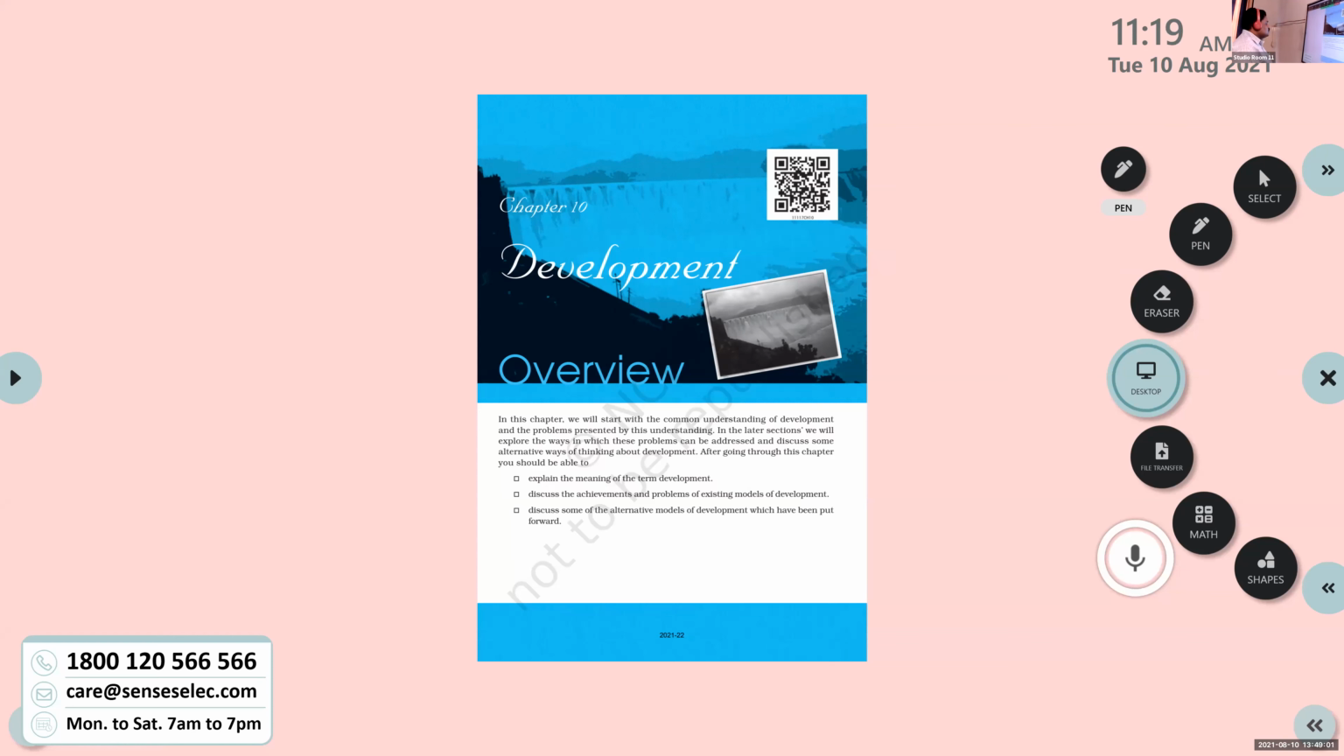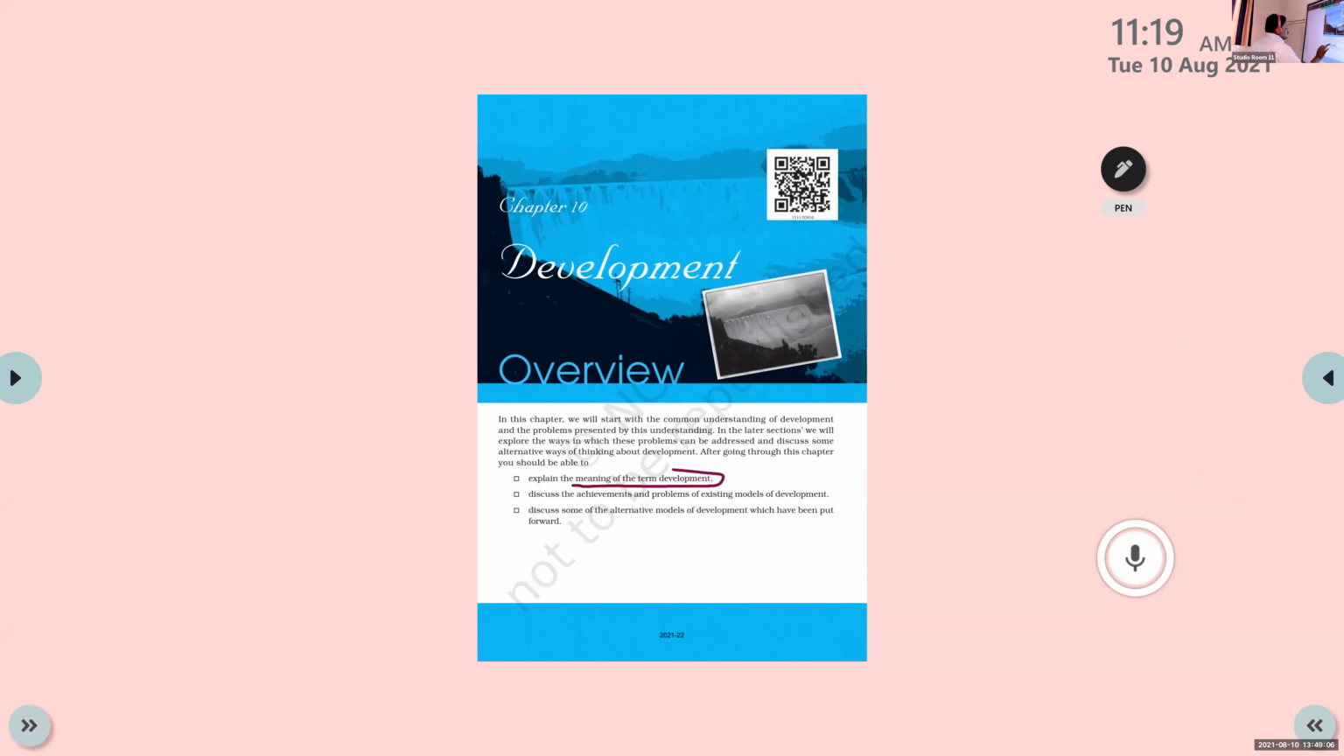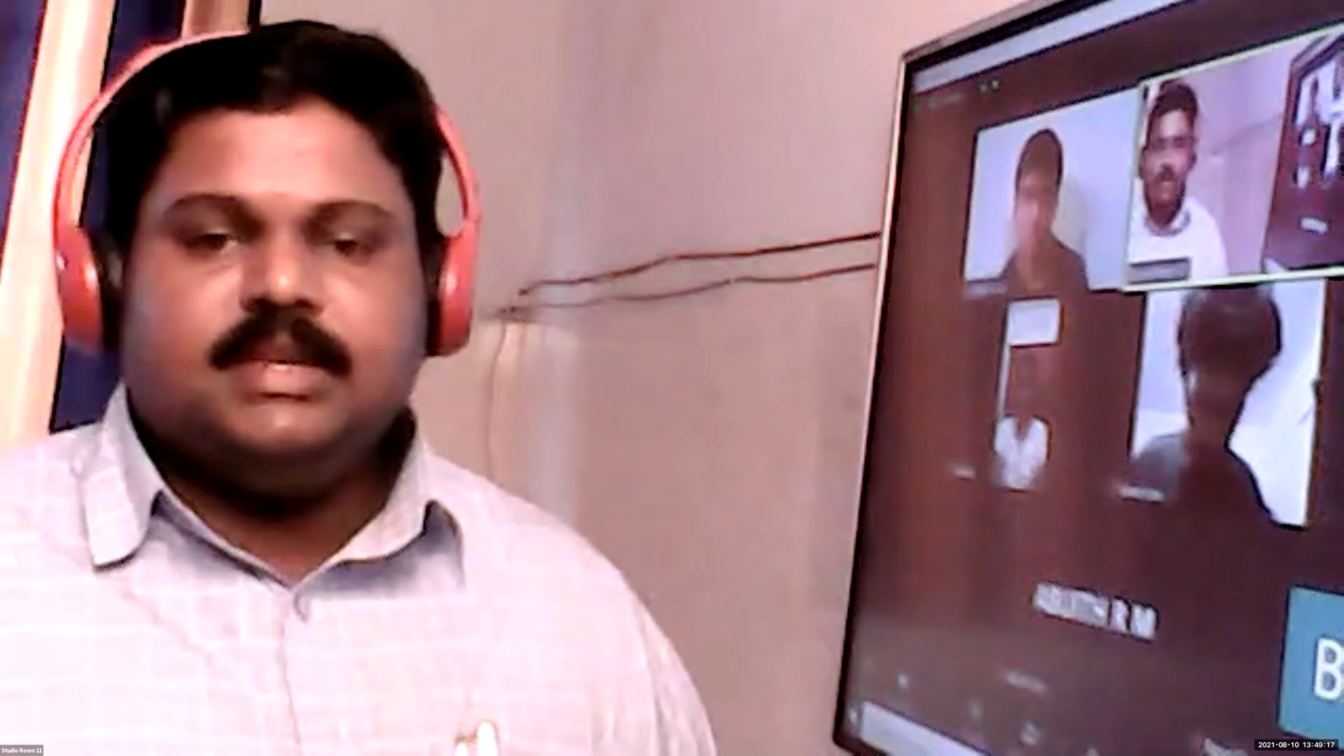After going through this chapter, you should be able to explain the meaning of the term development. First of all, you want to know the meaning of the term development. Tell me, what do you mean by the term development? As per your idea, what is development? Amal Roshan Saji, what is development?